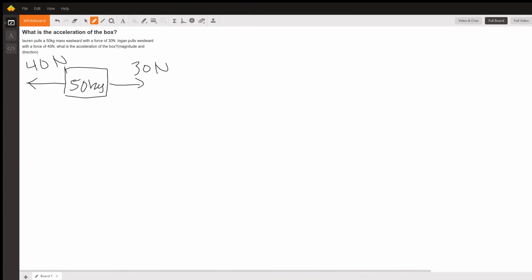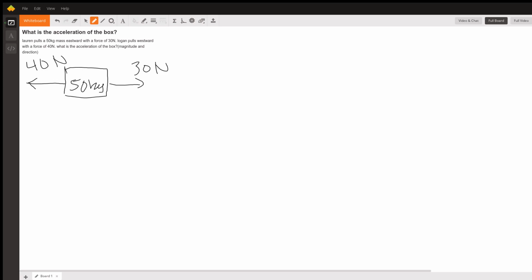Dealing with a summing of the forces problem here today. So we've got a 50 kilogram mass being pulled by Lauren towards the east with 30 newtons, and Logan pulling west with 40 newtons. Okay, so, summing of the forces problems.